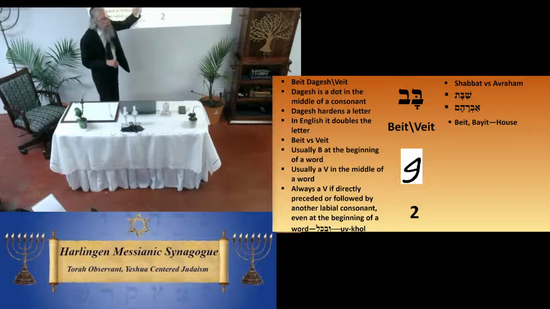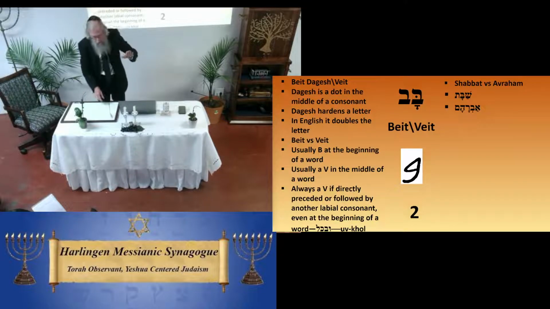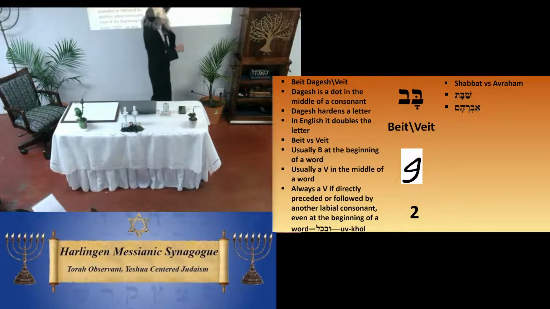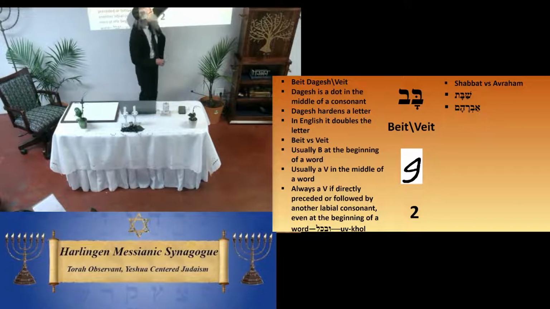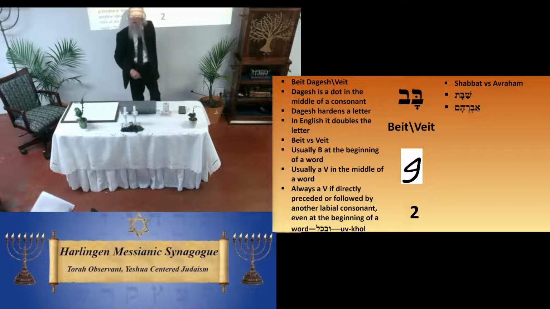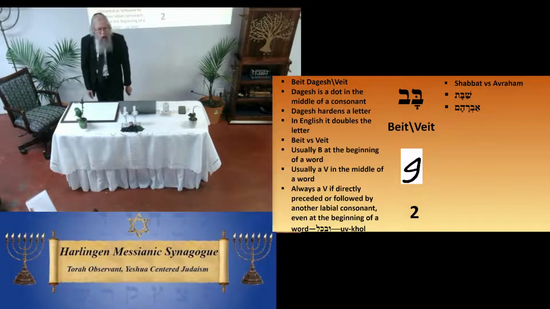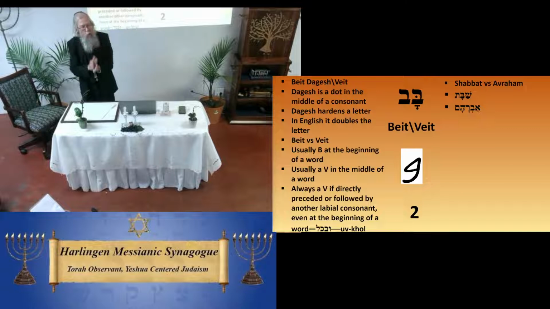So, Shabbat with the dagesh is spelled with a double B, but it's Avraham. So you have Aleph, Vet, Resh, He, Mem. Avraham. Avraham. Now, you need to practice these things, so write it down because you need to practice. It's Shabbat, but it's Avraham. You need to say it with the V. You need to practice pronouncing the words correctly.